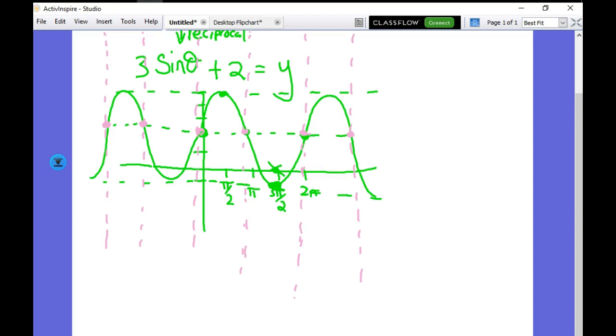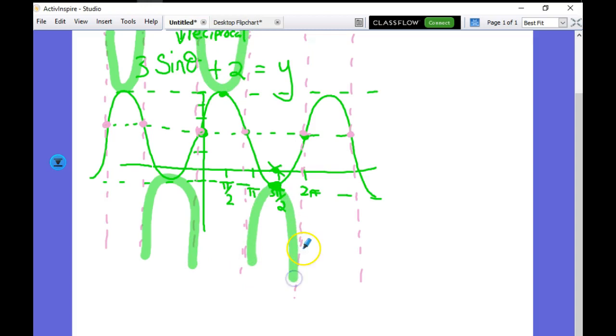All right, so let's take a look in between these first two. You guys see this peak right here? What we're going to do is draw a little parabola that hits that peak and just comes right back up and stays in between those asymptotes. And you're going to do the same thing down here between these two asymptotes at this bottom piece. So it's going to go like this. And the next one's going to go like this, and so on.